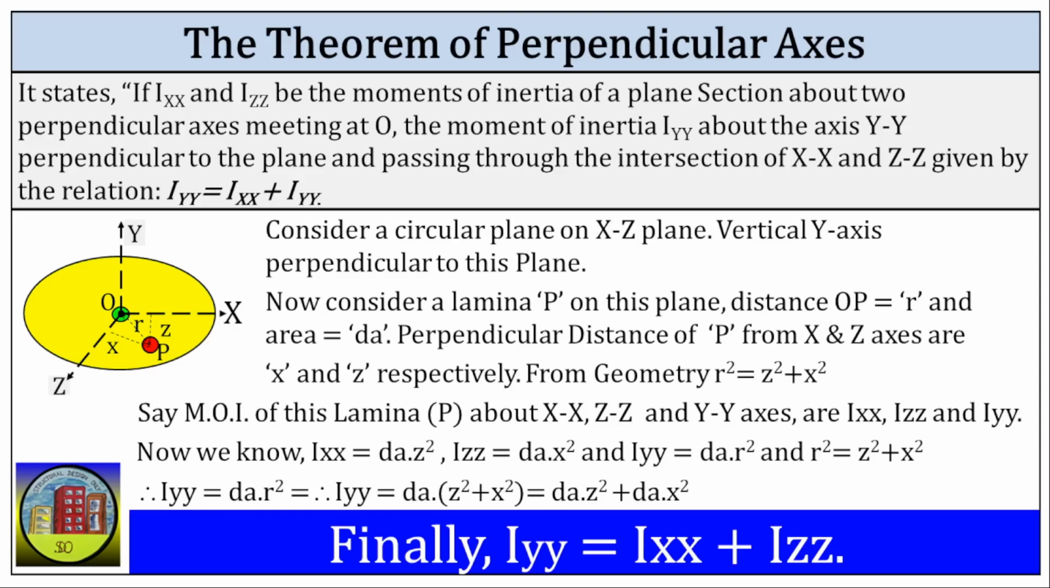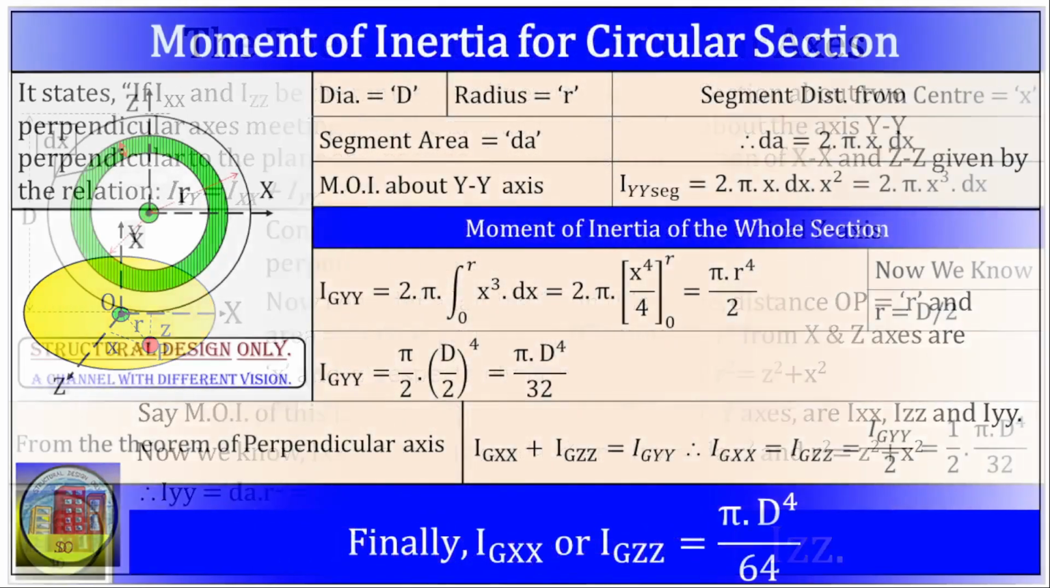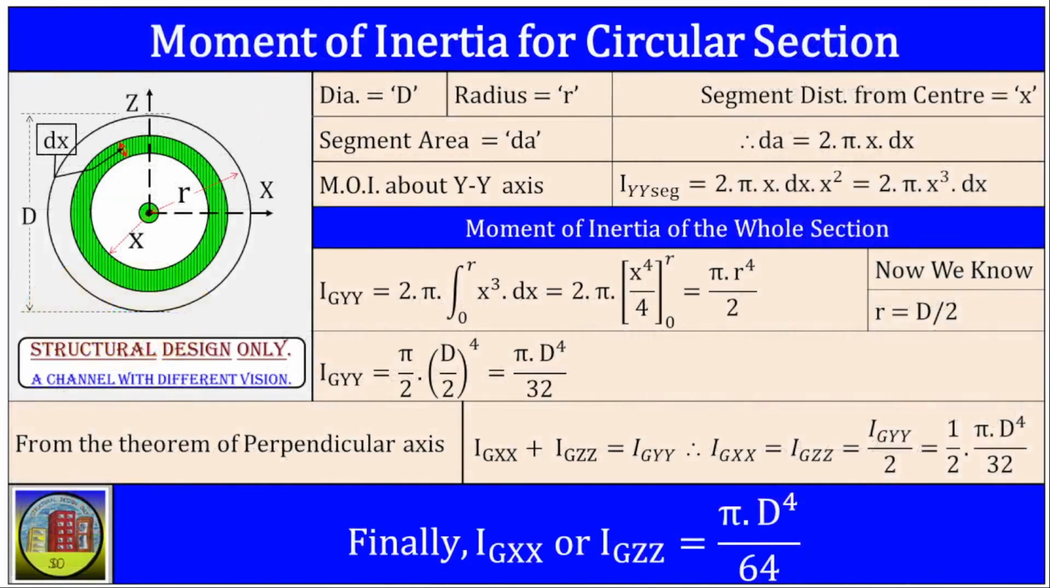Now that we've grasped the theorem of perpendicular axes, we're ready to tackle the moment of inertia for a circular section. In the next slide, we'll delve into the step-by-step process of deriving the formula for this fundamental shape. Let's delve into calculating the moment of inertia for a circular section. Imagine a circular area with a diameter d and radius r.